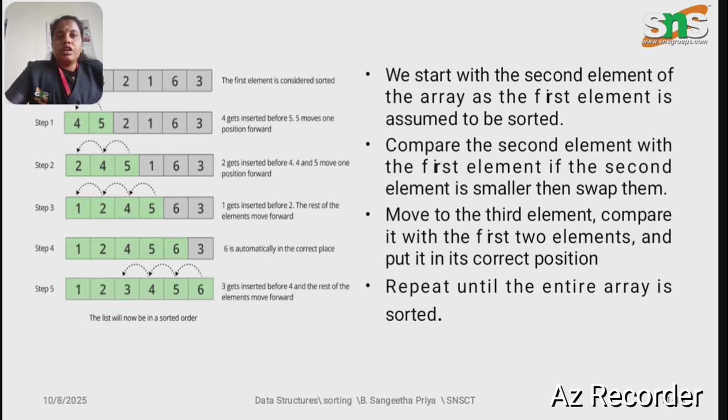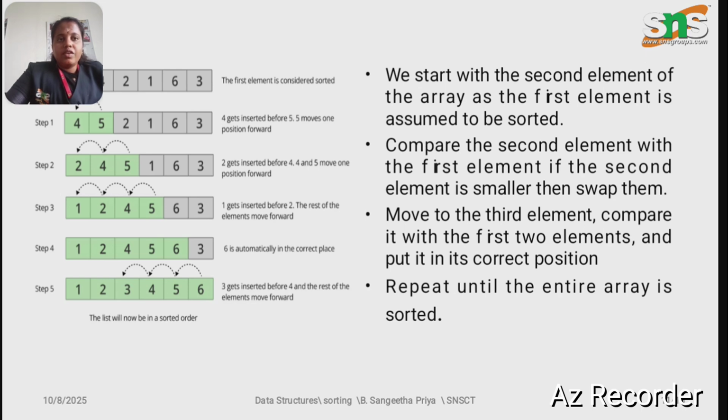That is, if I have 2 in the third position and 4 in the first position, I can sort that array, and the positions will be changed for both values. Based on that, the array gets sorted, and finally 1 is automatically in the correct place, and 3 gets inserted before 4, and the rest of the elements are moved forward. So the sorted array is 1, 2, 3, 4, 5, 6.